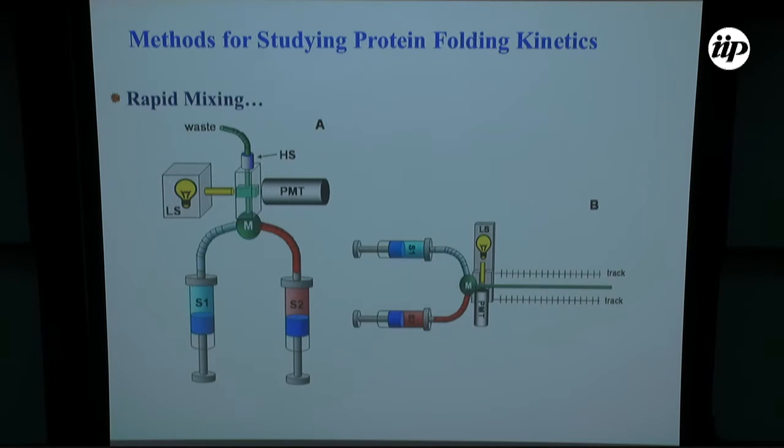Okay, so how can you do this experimentally? These are the two main techniques that people use. This is called a stopped-flow instrument, and I believe I have.